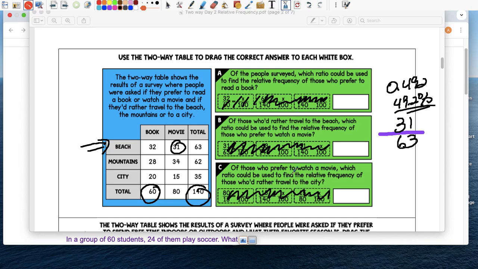And then the last one here, of the people who like to watch movies, so look at this column and focus on this column. How many people do we have who like movies? 80. Out of those, what's the relative frequency of those who would rather travel to the city? Well, of the people who watch movies, 15 of them would also like to go to the city, so it's 15 over 80, which is 0.1875, and as a percent, 18.7.